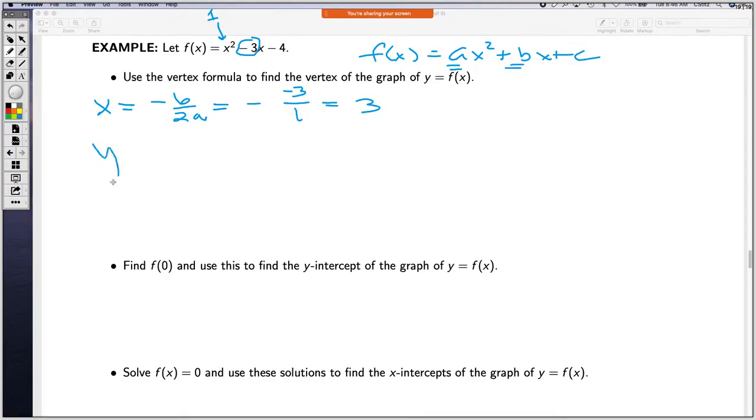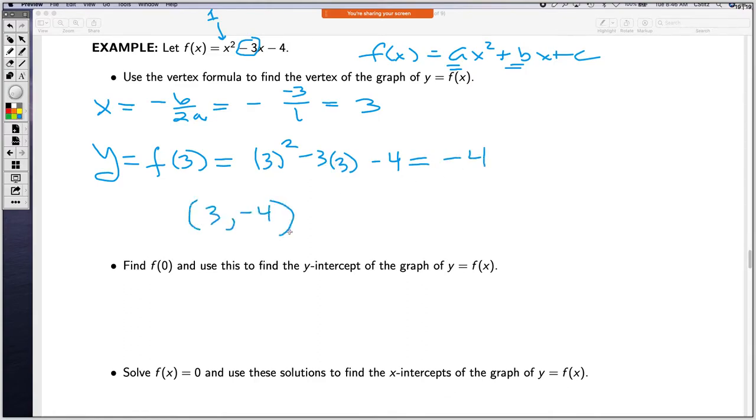How do we get the y coordinate? We plug the x into the function. We get a 9 minus a 9 minus a 4. So the vertex, 3 comma, I take that back. I take that back. What did I forget to do here, folks? Uh-oh. What did I forget to do?